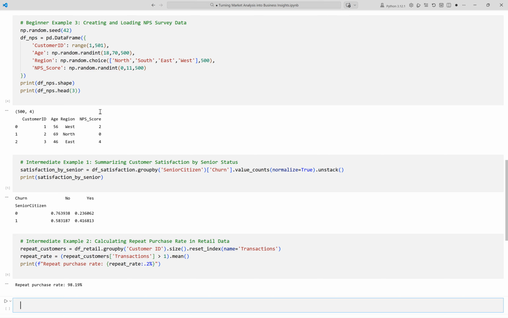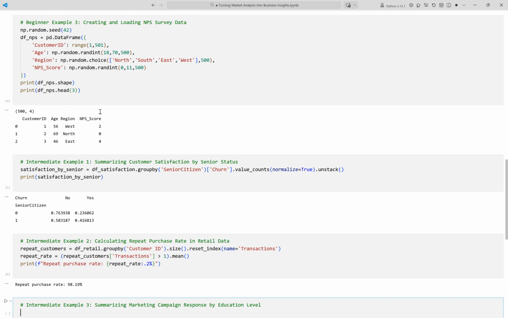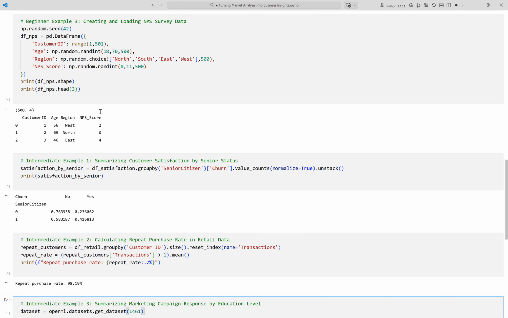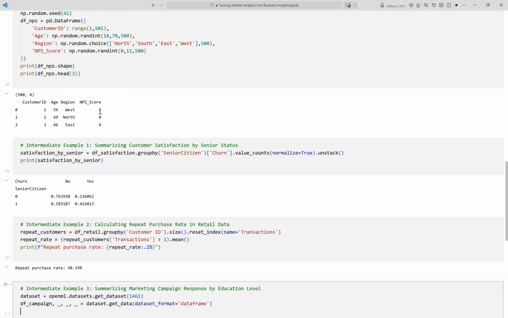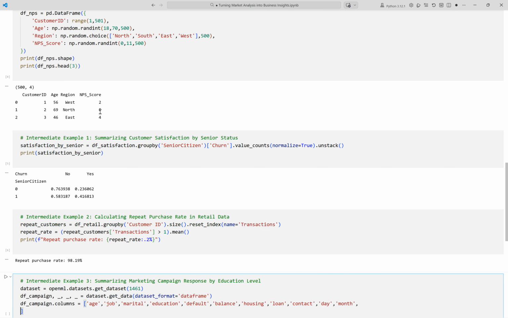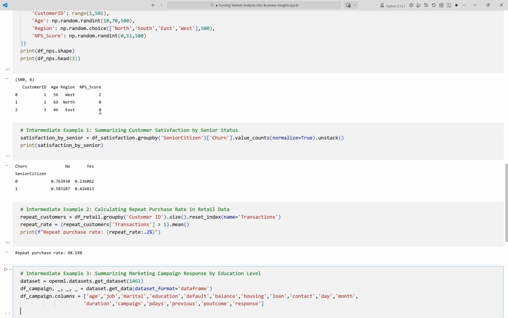Now we analyze how response rates to marketing vary by customer education. We load the campaign data from OpenML. We rename columns for clarity. We group by education and calculate the share of positive and negative responses. The output shows which education segments are most or least responsive.